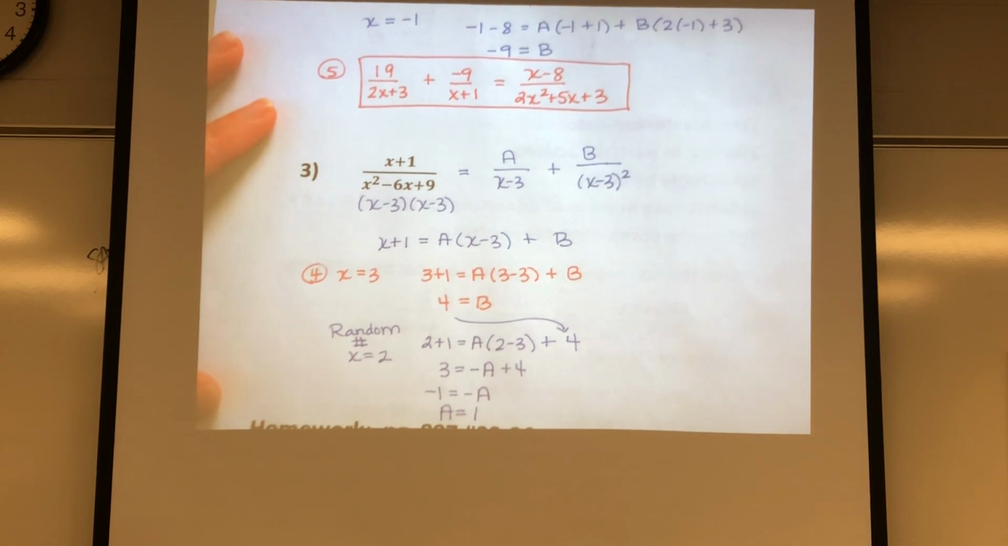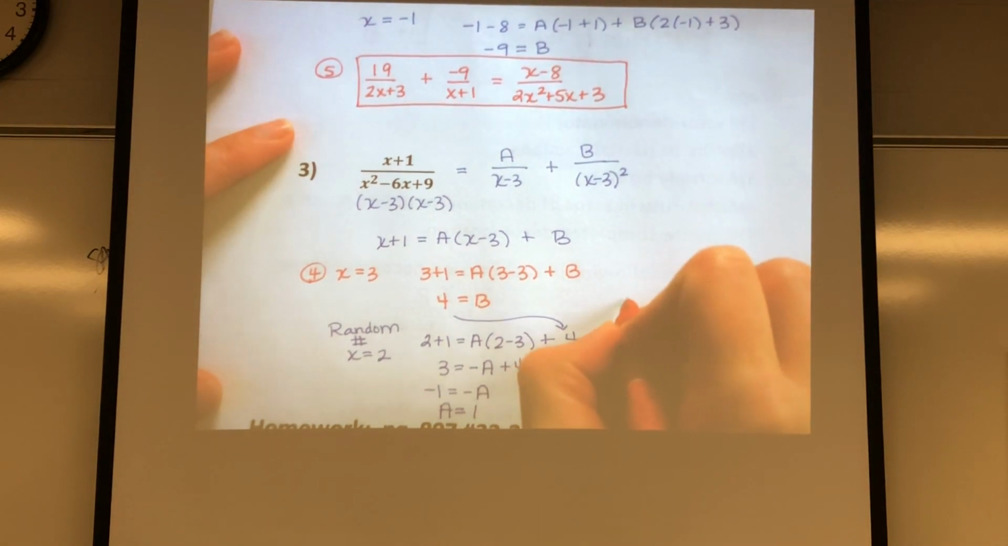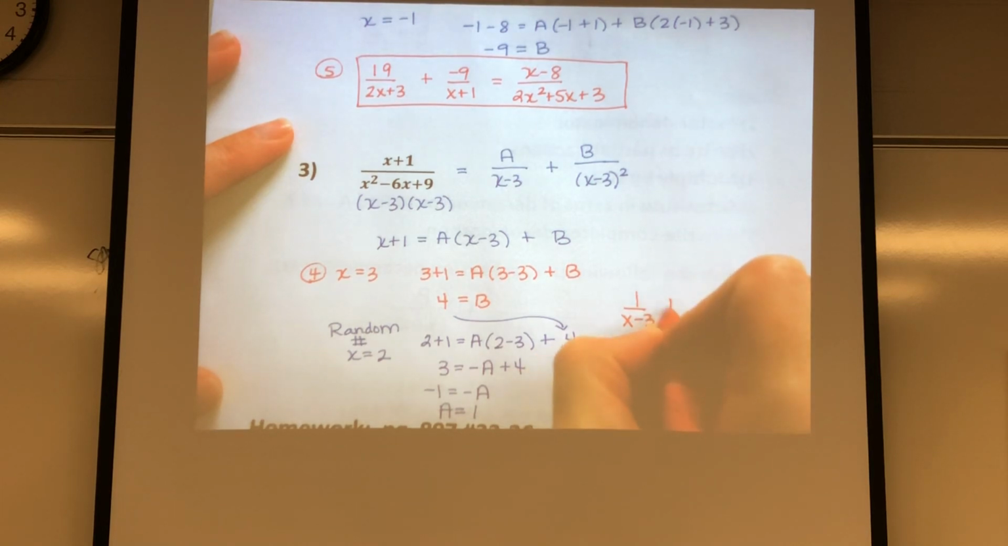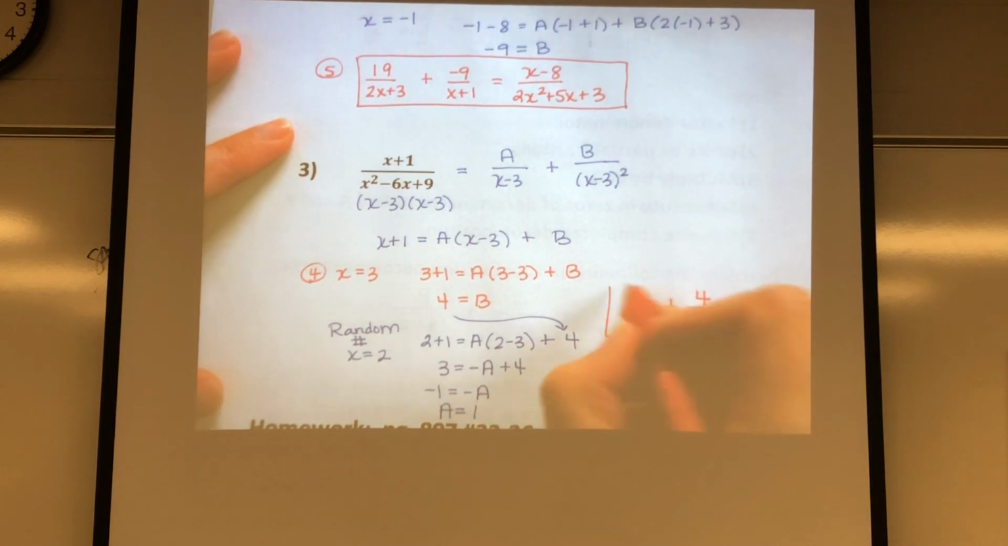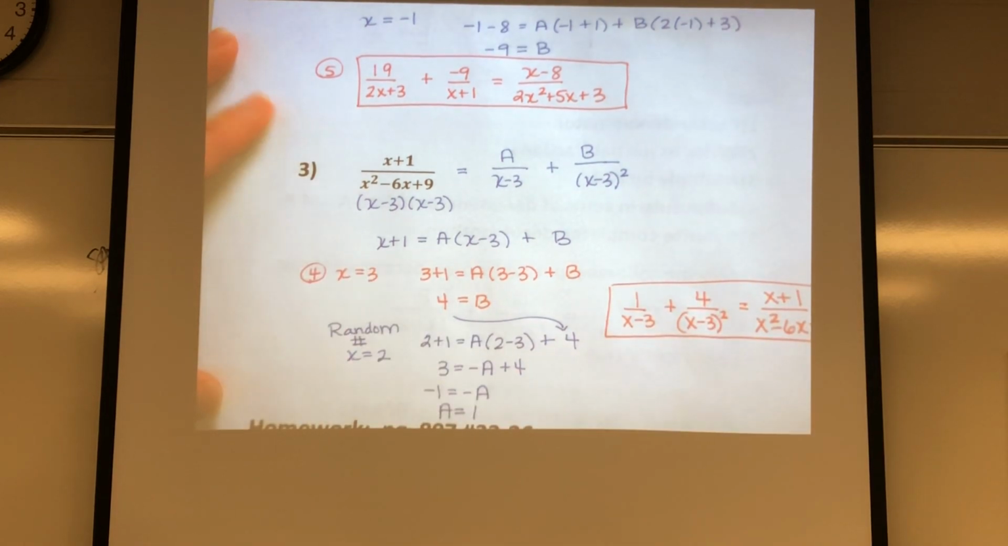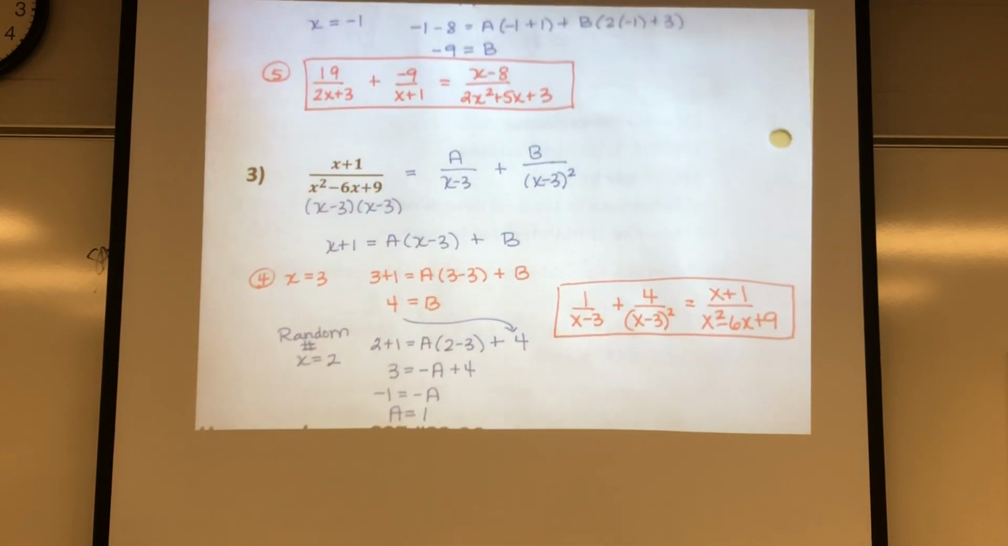All right, so then we put that together. Last step, we have 1 over x minus 3 plus 4 over x minus 3 squared equals x plus 1 over x squared minus 6x plus 9. Voila! And you are done.